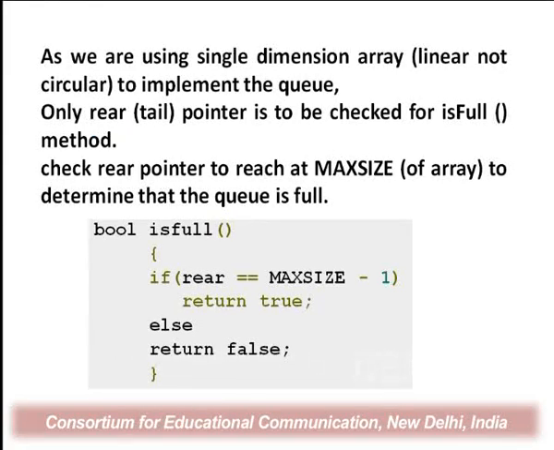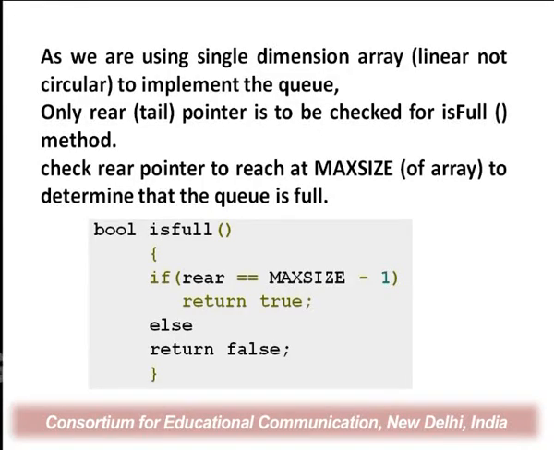Now, as we are using a single dimensional array presently, which is, you can say, a linear implementation of queue, it is not the circular implementation of the queue. I will be coming to the circular implementation in the later part of the lecture. For a single dimension array, only the rear pointer or tail pointer needs to be checked for the is full method, while for the circular implementation, which we will be covering soon, the rear pointer as well as the front pointer both need to be checked for the is full condition.